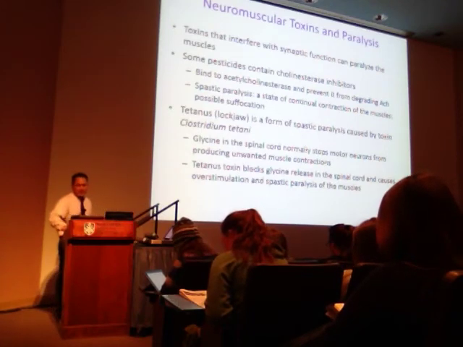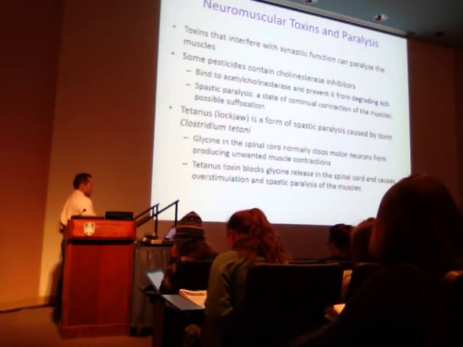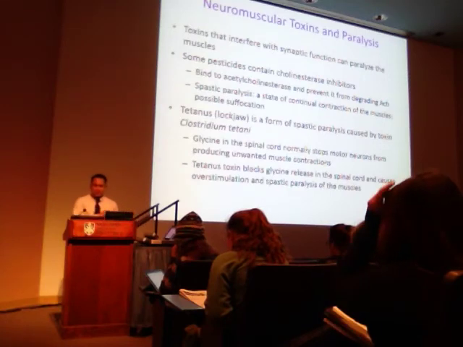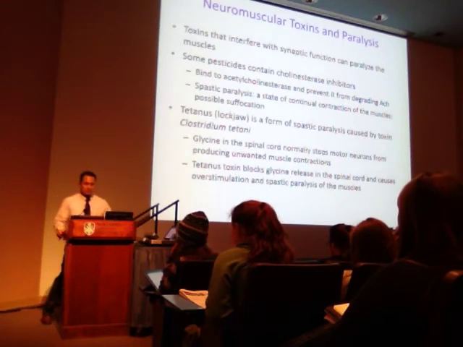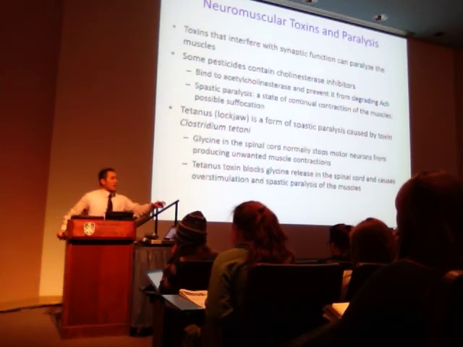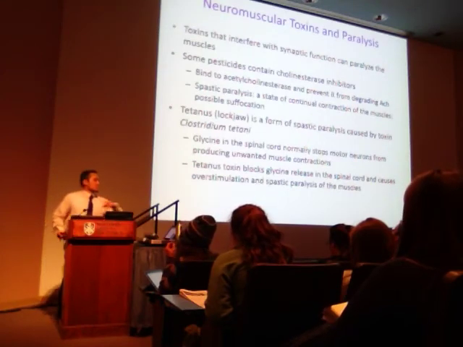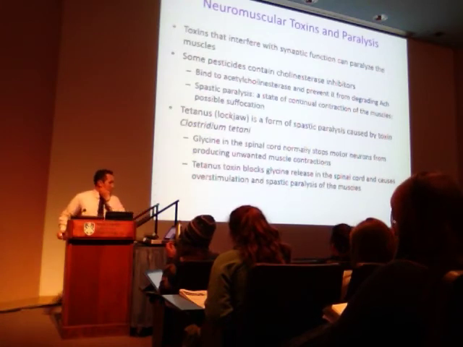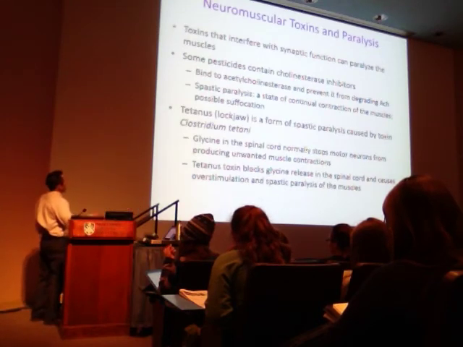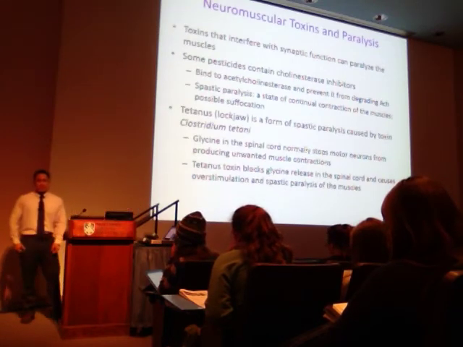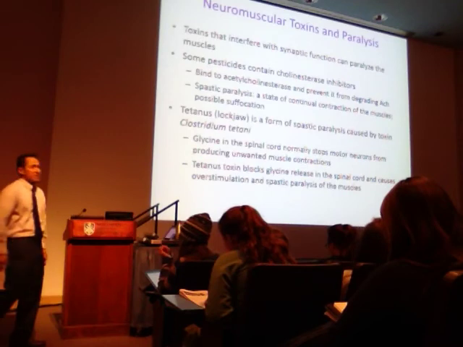There are certain pesticides, actually, that contain cholinesterase inhibitors. That's going to bind to acetylcholinesterase and prevent it from breaking down or degrading acetylcholine. So now if acetylcholine doesn't go away, what's the result? If acetylcholine stays perpetually in the cleft, what's it doing? Stimulating contractions. So now you have what we call spastic paralysis. You're paralyzed because you can't stop it, but it's spastic because you're in a continual state of muscle contraction.